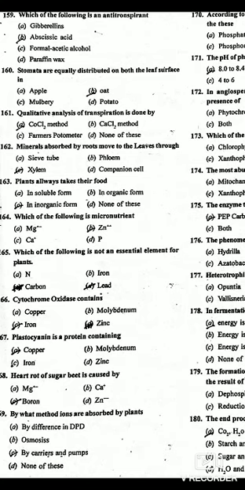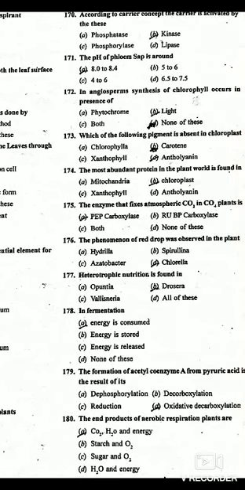169, by what method are ions absorbed by plants? Option C, by carriers and pumps. 170, according to the carrier concept, the carrier is activated by option B, kinase. 171, the pH of the phloem sap is around 8 to 8.4. 172, in angiosperms synthesis of chlorophyll occurs in the presence of option B, light. 173, which of the following pigments is absent in the chloroplast? Option D, anthocyanin.